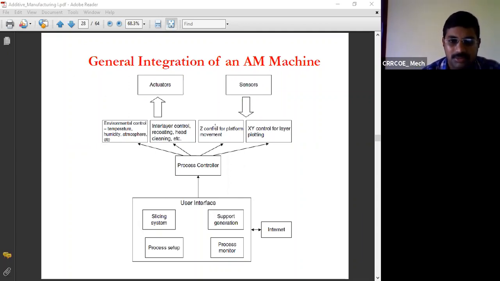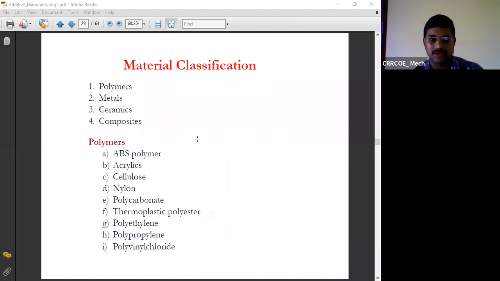Next, controlling, I mean motion control. Here process control again includes other performances. Here, jet control for platform movement. In most of the applications we have seen the jet direction is given in the vertical direction, and XY are in the other two directions for completion of the final project. Here it takes from sensors, and from actuators the output. So these are the general integration elements for an additive manufacturing machine.